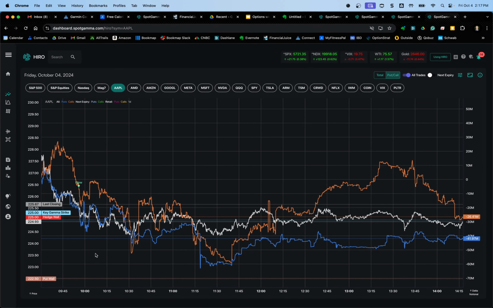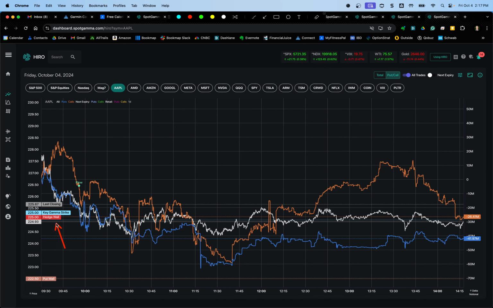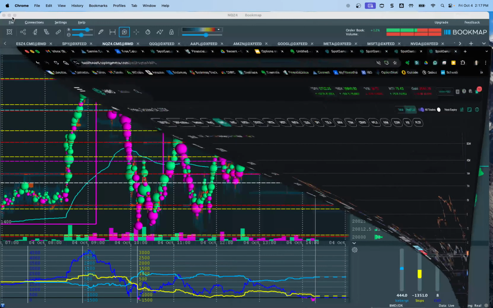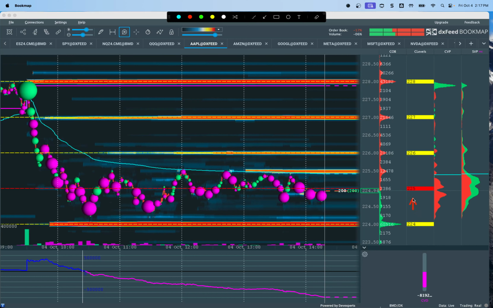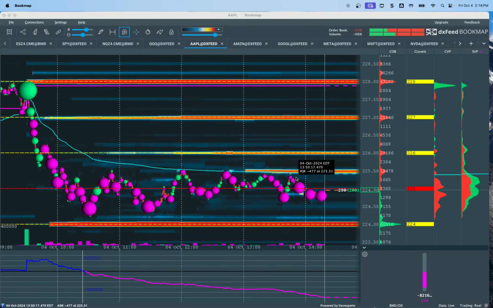And now spending a whole lot of time right around the 225 hedge wall key gamma strike. Let's go to Bookmap, go to Apple. There's that 225 hedge wall key gamma strike. Price oscillating up and down around that level. So a nice bearish setup in Apple today.